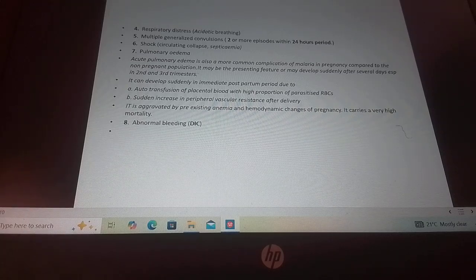So I have told you that pulmonary edema is very common, especially in pregnancy. Acute pulmonary edema is a more common complication of malaria in pregnancy compared to the non-pregnant population. It may be the presenting feature or may develop suddenly after several days, especially in the second and third trimesters. It can also develop suddenly in the immediate postpartum period due to transfusion of placental blood with a high proportion of parasitized red blood cells.